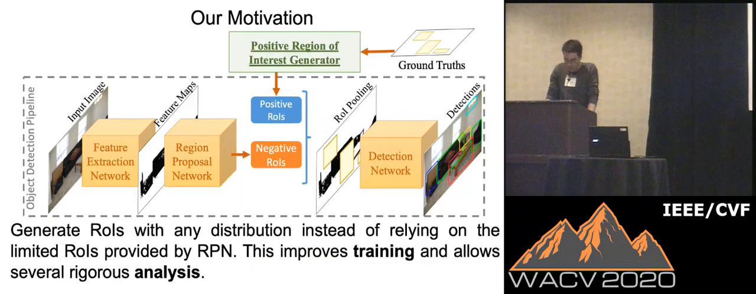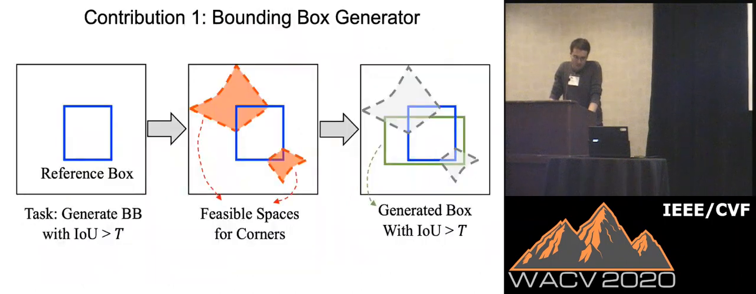In this work, we aim to avoid the limited ROI source of the region proposal network and use the bounding boxes generated by our positive region of interest, PROI, generator to train the detection network. In order to devise such a generator, a low-level procedure is required to generate a bounding box with the desired intersection over union value. So we propose a bounding box generator that is able to generate the green bounding box in the slide given the blue bounding box and the desired IoU threshold.